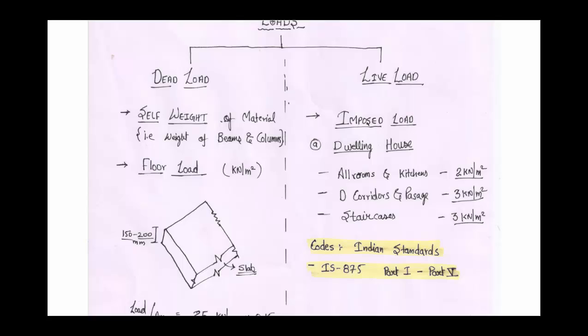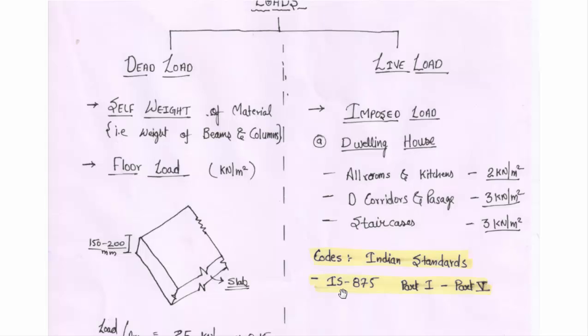Similarly, for imposed load, we can take the load from IS 875 part 1 and part 2. Live load is considered as imposed load, which is 2 to 3 kN per meter square for a residential building.